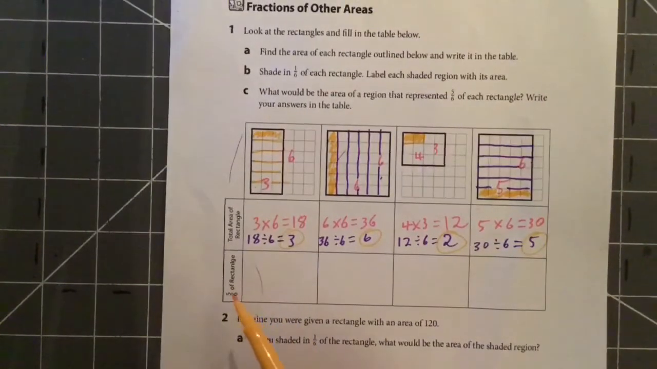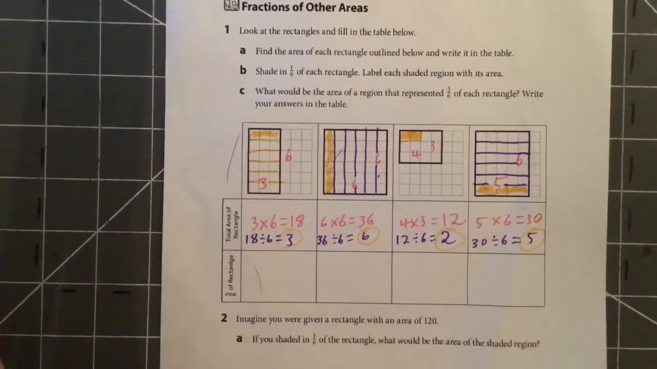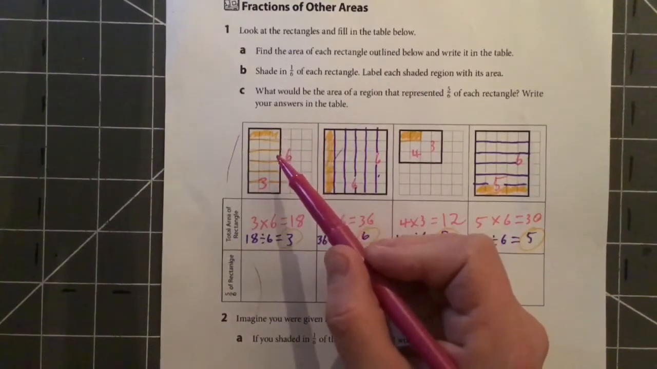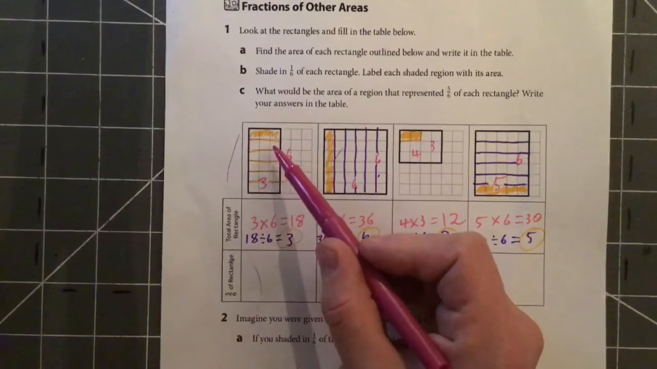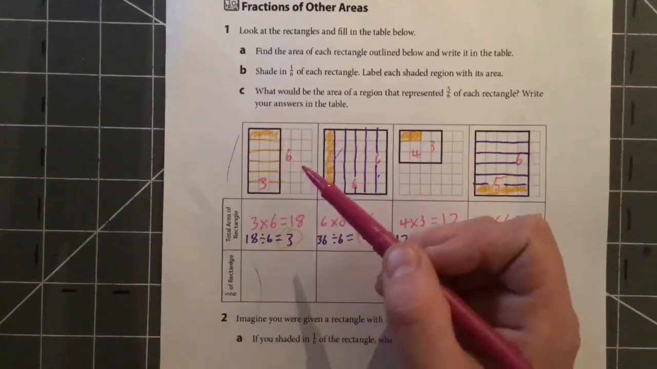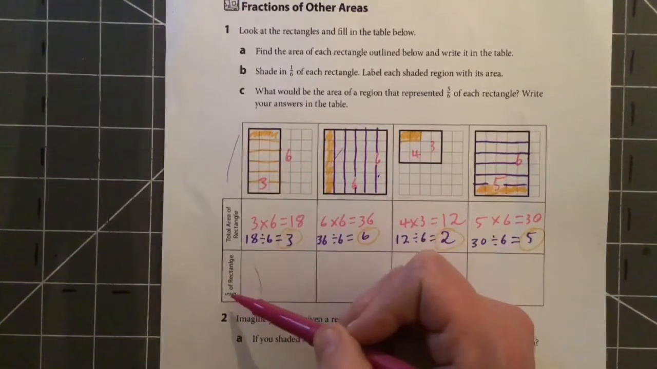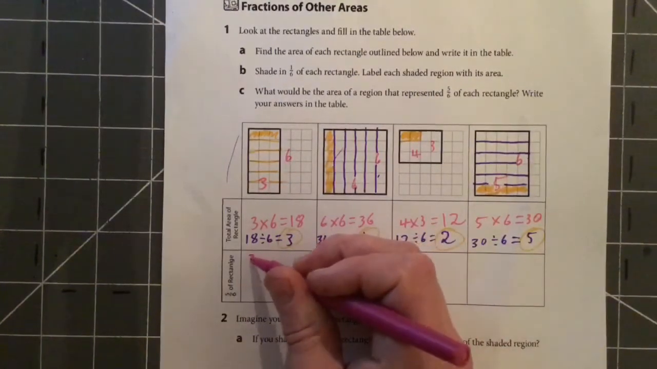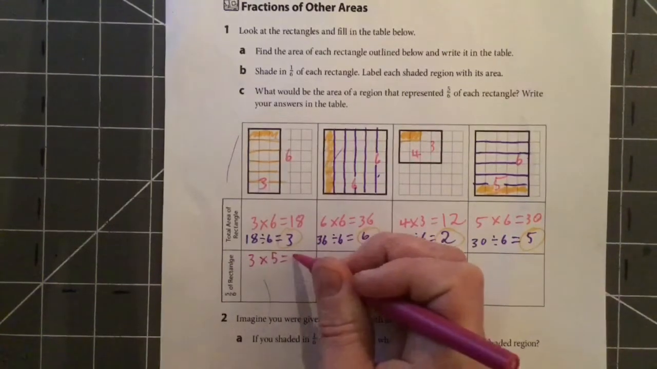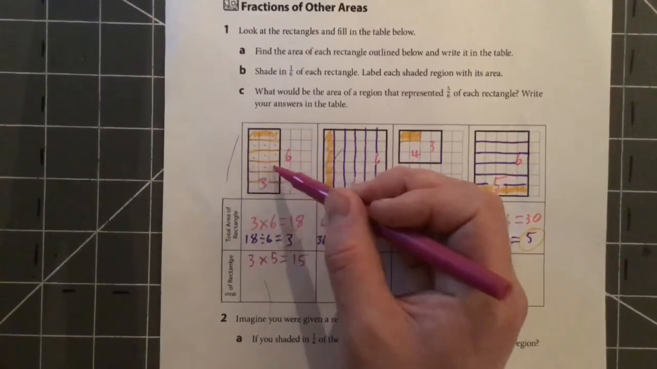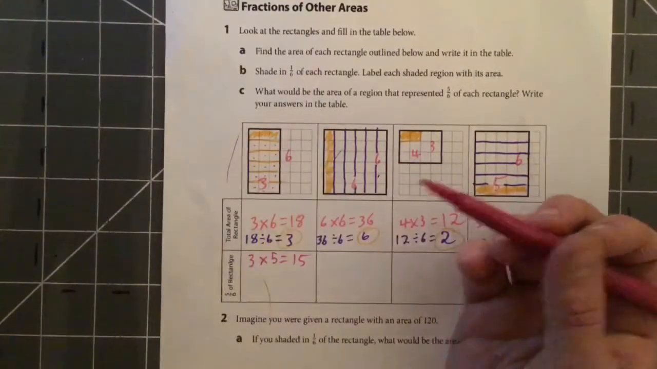Okay, now I got to figure out what is 5/6 of each one of these rectangles. That's super easy because of the shading that's already been done. So if 1/6 is 3 parts, 5/6 are all these other parts. What we're actually doing is we're taking 1/6 and we're adding it 5 times. We're multiplying it times 5 because we're making 5/6. If 1/6 is 3, then 5/6 is going to be 3 times 5, which is 15. And we can check that by counting 1, 2, 3, 4, 5, 6, 7, 8, 9, 10, 11, 12, 13, 14, 15.